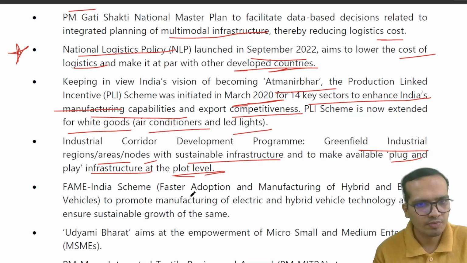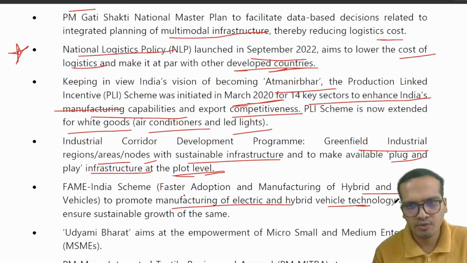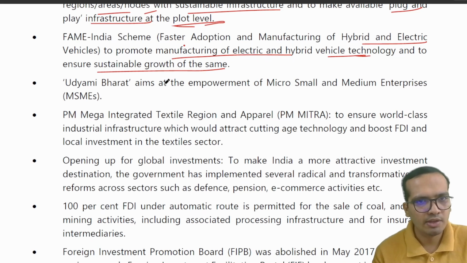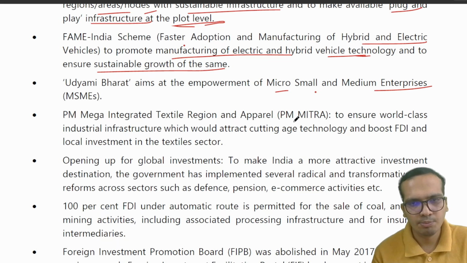FAME India scheme, for faster adoption and manufacturing of hybrid and electric vehicles, to promote manufacturing of electric and hybrid vehicles technology and to ensure sustainable growth for the same. Then we have Udyami Bharat, which aims at the empowerment of micro, small and medium enterprises (MSMEs). Then we have PM Mega Integrated Textile Region and Apparel, PM MITRA, to ensure world-class industrial infrastructure which would attract cutting-edge technology and boost FDI and local investment in the textile sector.